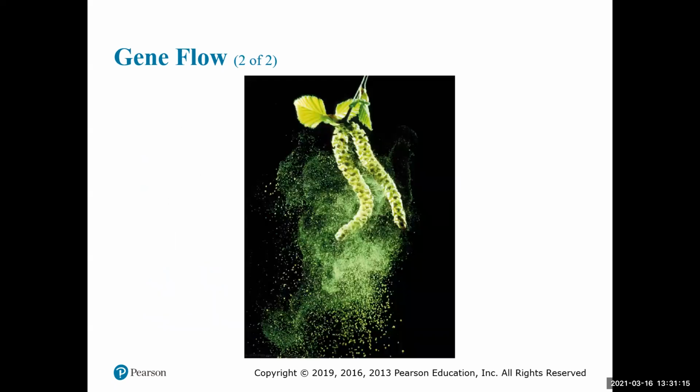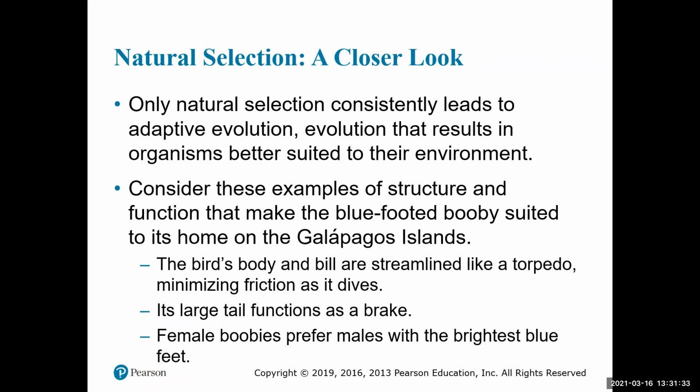And so gene flow, you think about wind pollination, where pollen can drift in the wind and go between populations, or migrating animals moving between populations, and that can lead to instances of gene flow and connectivity between populations.